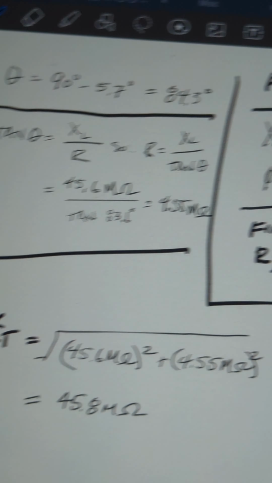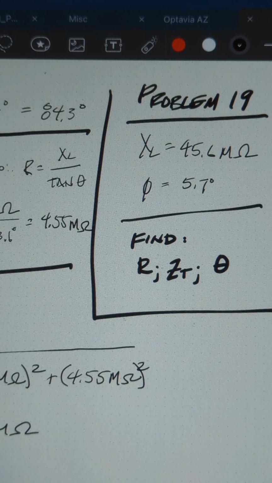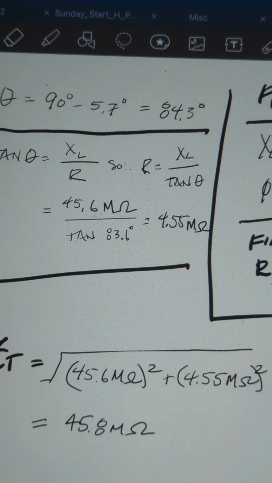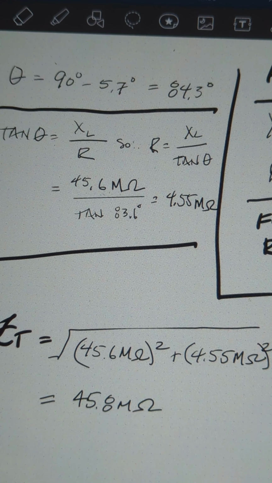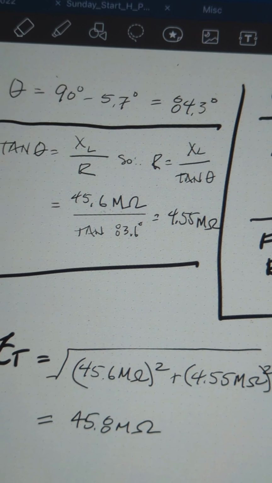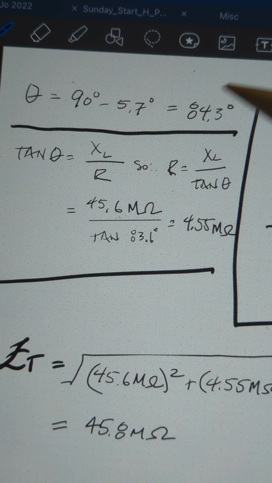The given values here are: XL is 45.6 megohm. Phi is 5.7 degrees, so not a whole lot, so this is almost a 90 degree angle here, and we're going to figure that out in just a second. In order for me to calculate theta, I take 90 minus 5.7, so my theta is 84.3 degrees.